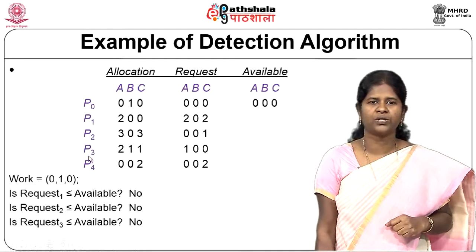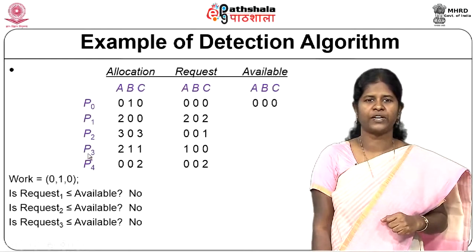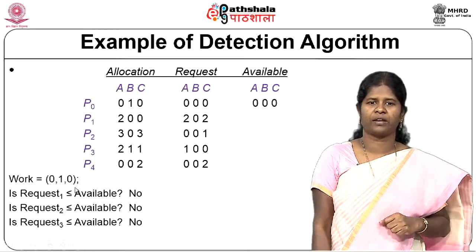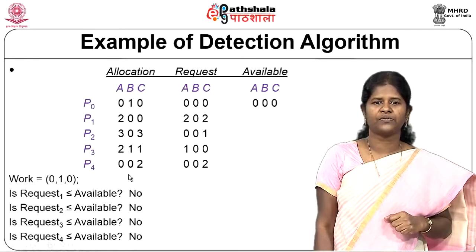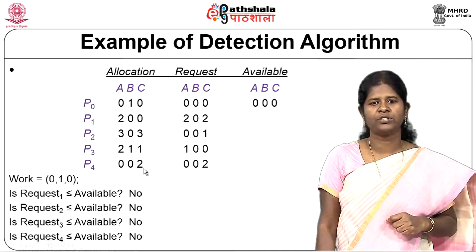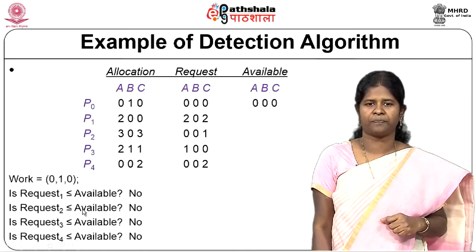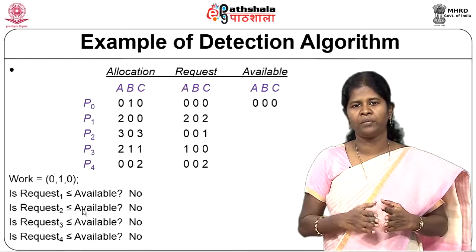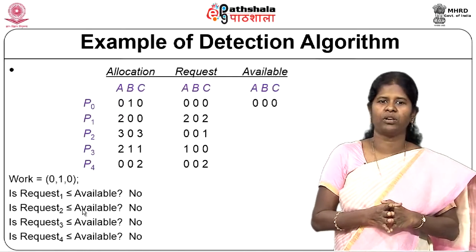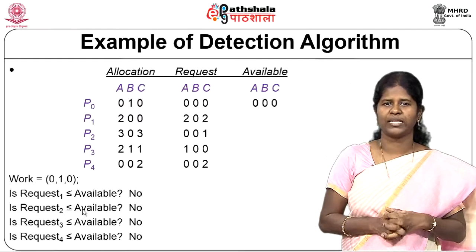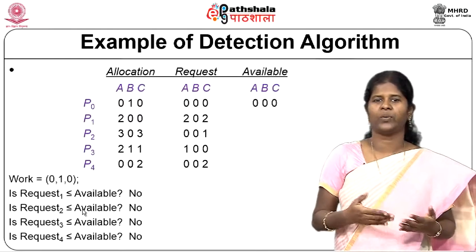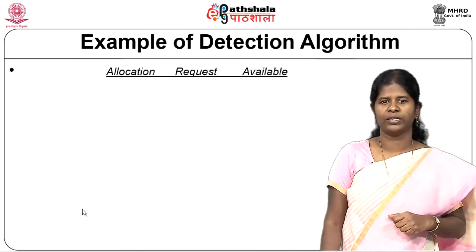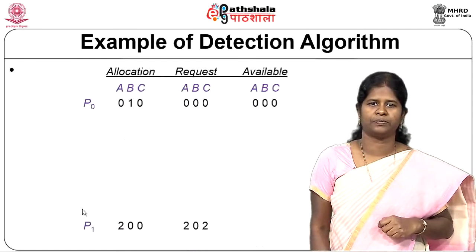Then you try to check if you can satisfy the request of P3. P3 needs one instance of A, which cannot be satisfied. Then check if you can satisfy the request of P4. P4's request also cannot be satisfied. So we see that P1, P2, P3 and P4 are all waiting to get some resources, but their requests cannot be satisfied with what is currently available. So there is a deadlock in the system.